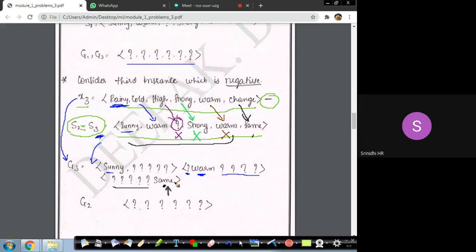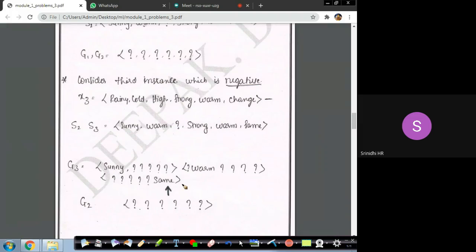I'll repeat it again. You can just go through it once again. We'll have a quick recap of this particular instance. What is my instance here? My instance is x3. That is my new instance. Is it a positive instance or a negative instance? It is a negative instance. If it is a negative instance, what will you be doing? My specific hypothesis remains same as the previous hypothesis, so my S3 will be same as S2. The previous hypothesis is written the same.